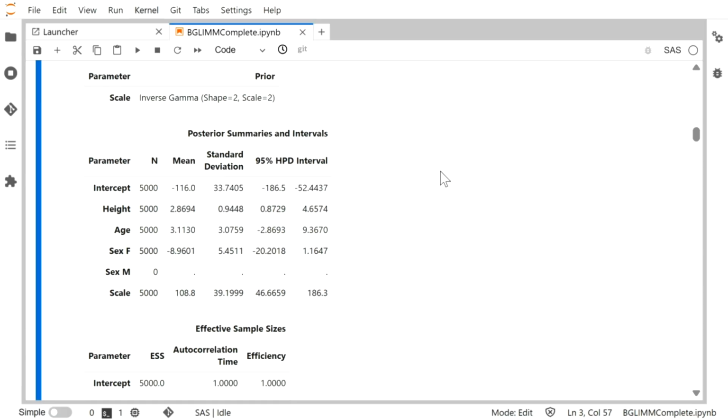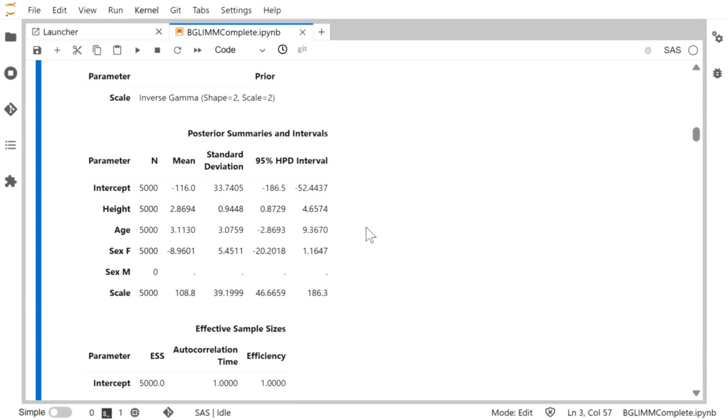So if someone needed a quick answer about the parameter for age, I would say, oh, the posterior mean is 3.1130. But then if someone says, well, where could it be? I would say, oh, there's a 95% chance that the parameter for age is in this negative 2.87 to 9.37 territory.